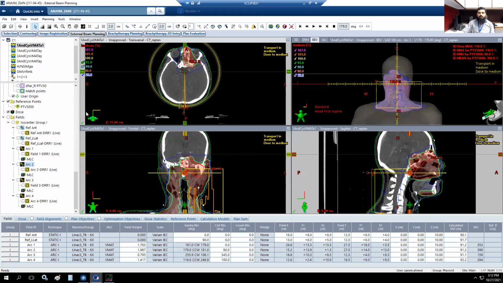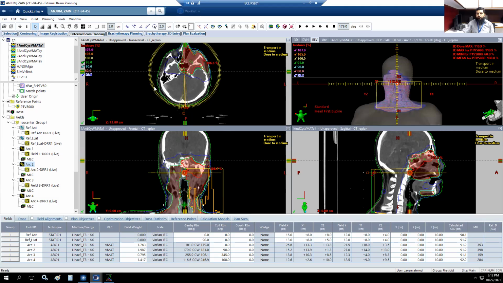What you can do is optimize it by defining the arcs over there, or you can break it yourself for that portion. And by giving priority to both regions, you can plan the patient accordingly.